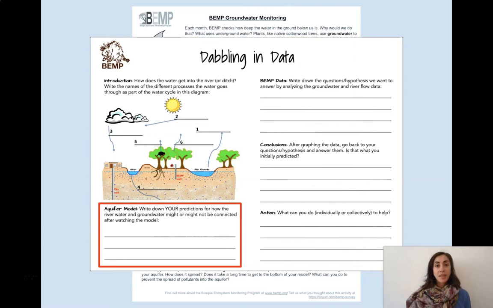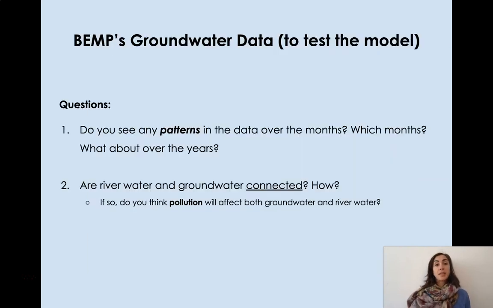the BEMP data specifically. So now that you have phrased your potential predictions for this model, let's look at actual data to see if your predictions are actually true or not. To do that, we want you to think about answering two main questions around the data. The first question is if you see any patterns in the data over the month, which month you would see changes and why, and what about in different years. So we will be graphing our groundwater data for the different months of the year, but also we'll be comparing this data in different years.